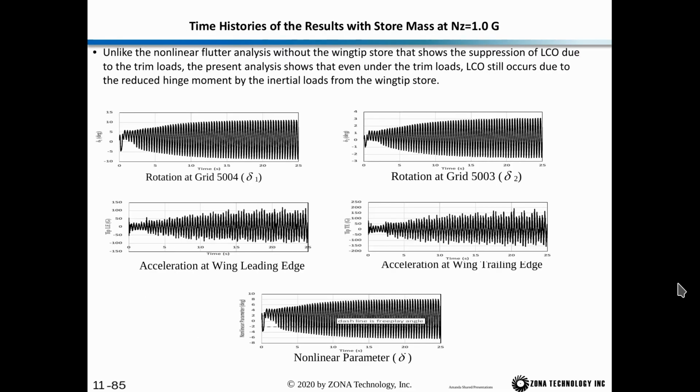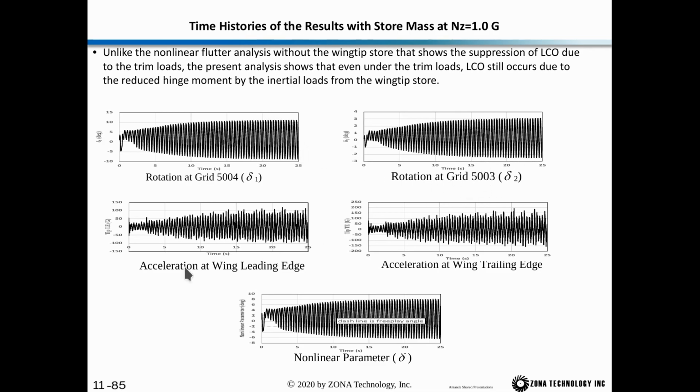So now we'll run the nonlinear flutter analysis and look at the results. Unlike the nonlinear flutter analysis without the wingtip store that shows suppression of LCO, the present analysis shows that even under trim loads, LCO still occurs, and this is due to the reduced hinge moment by the inertial loads from the wingtip store. So this is delta 1. You can see after the gust hits, then we start developing LCO, and it takes about 15 to 20 seconds to reach a steady state LCO condition.